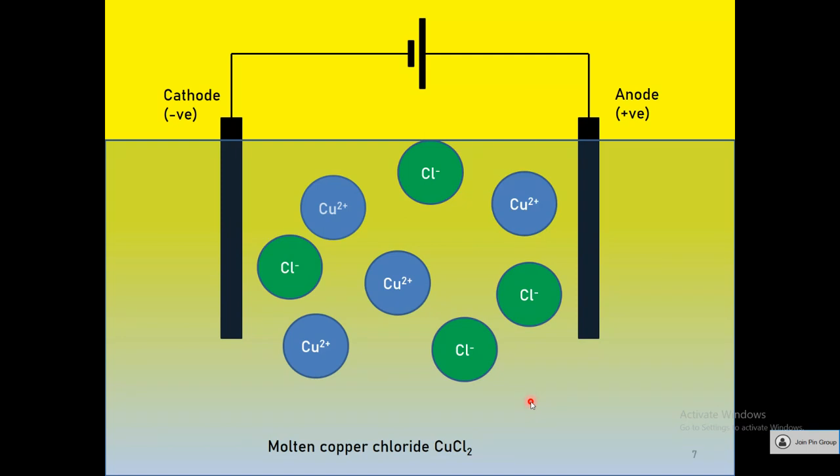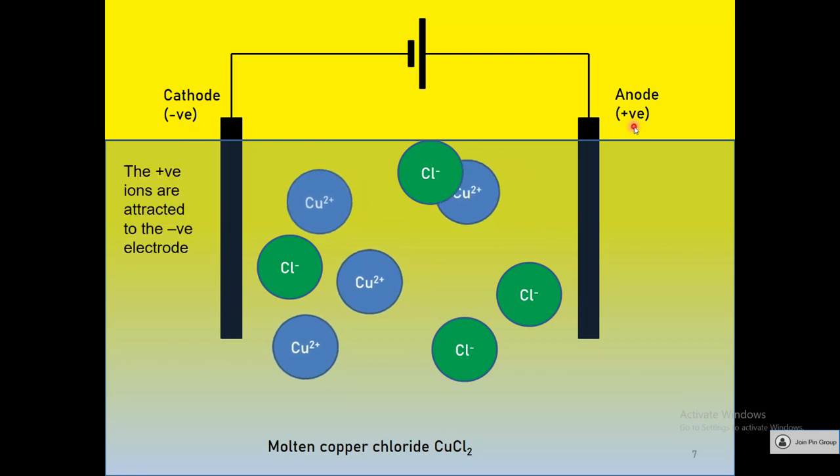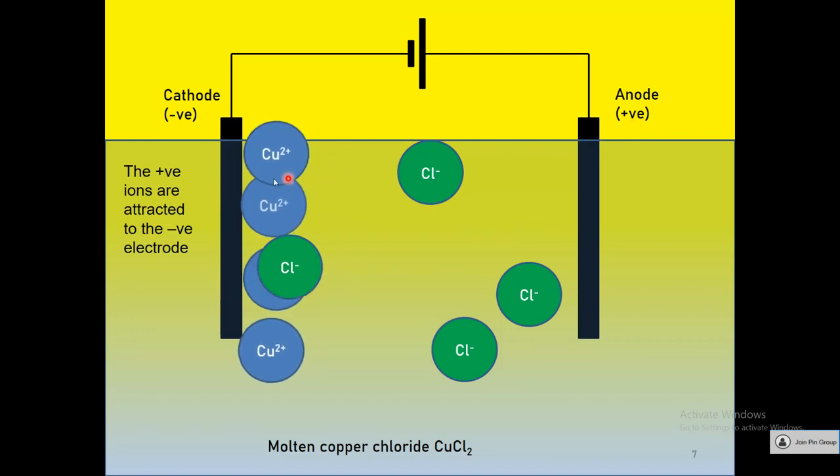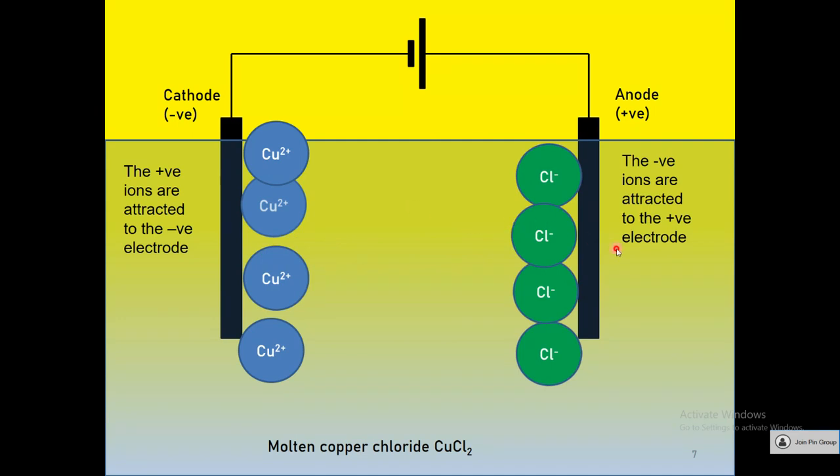So here's a little animation of electrolysis happening in molten copper chloride. So we've just got 2 ions here, the copper-2+ ion and the chloride Cl- ion. I've drawn a little circuit here. We've got a negative electrode, the cathode on this side, the positive electrode over here. So when that current is turned on, the positive ions are attracted towards the negative electrode. So the copper ones move over there, and the chloride ions are attracted to the positive electrode. So they will start to move towards that anode.